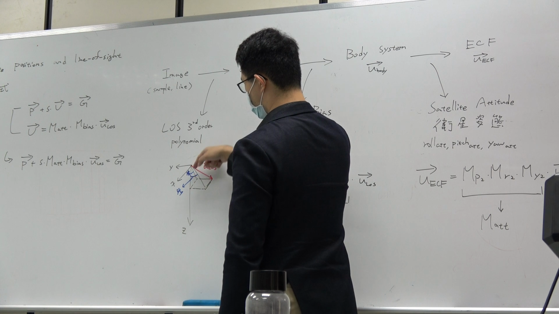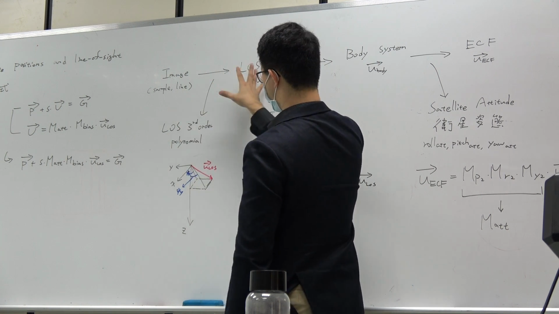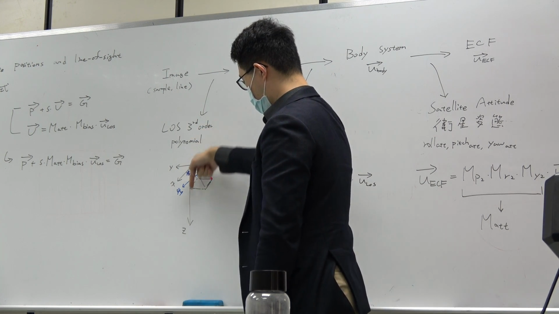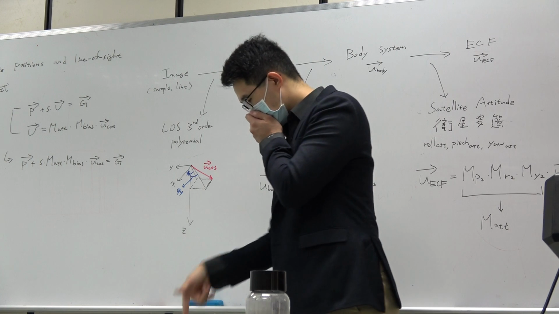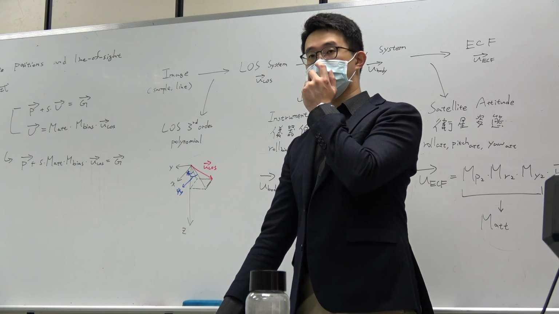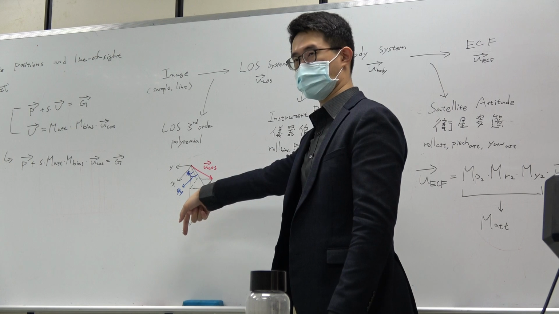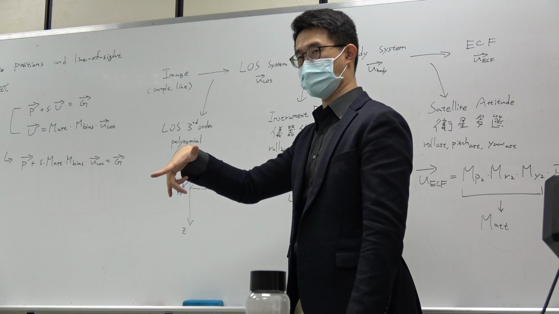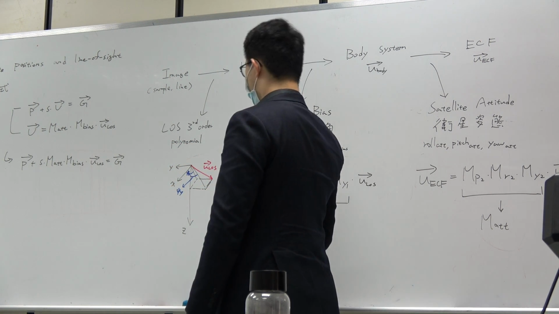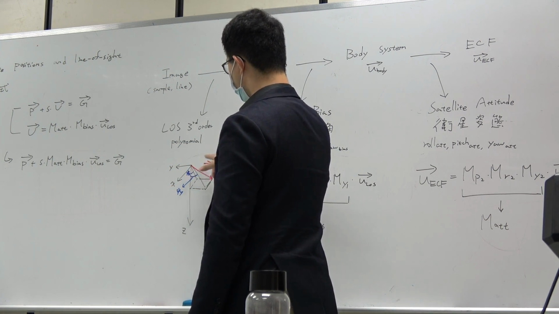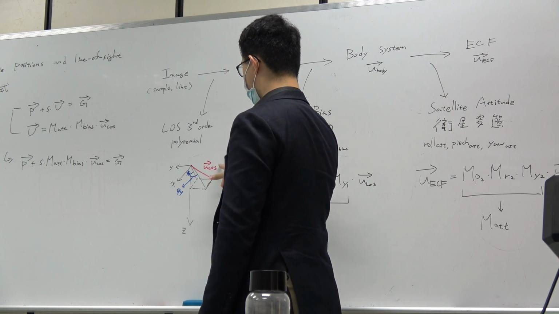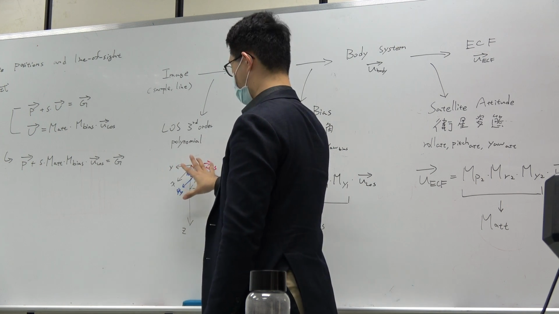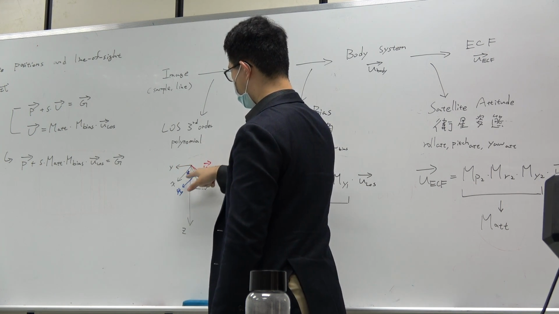This is your perspective center, and the z-axis for this line of sight system is your camera axis, and x and y, that's your image coordinate axes. So in this case, what you want to derive is this observation vector in this line of sight coordinate system. So how to derive the psi x and psi y?